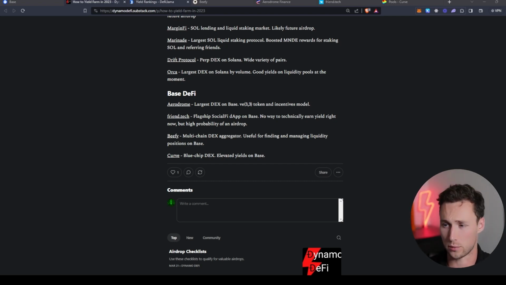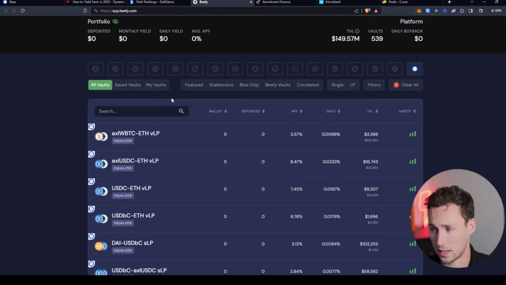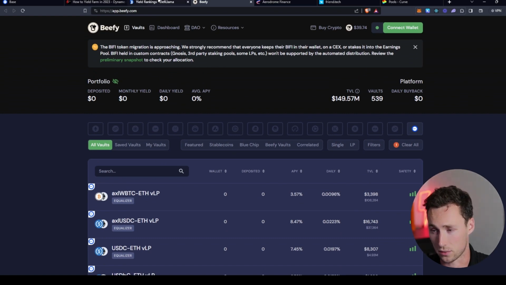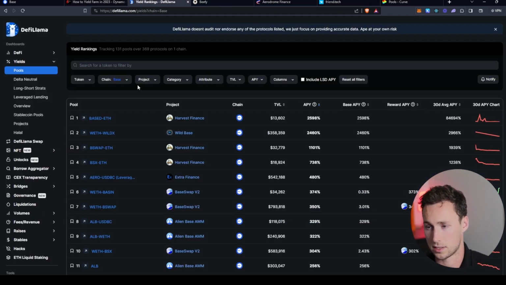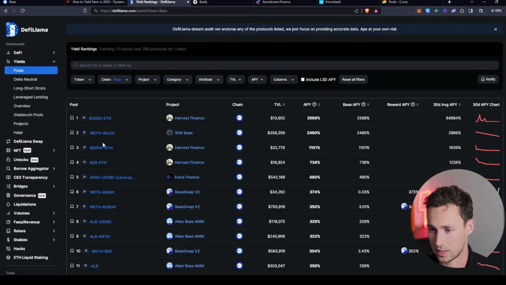And the first thing that we want is we're gonna find some pools that give us good yield on ETH, maybe paired with a stablecoin or maybe just straight ETH. And the places we're going to look for that are first on DefiLlama and then also on Beefy. Beefy is a great resource, like I mentioned a second ago. So here on DefiLlama, I already have it filtered to Base. And again, the link to this is here in this document.